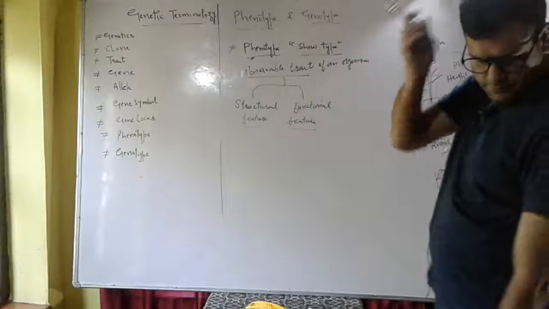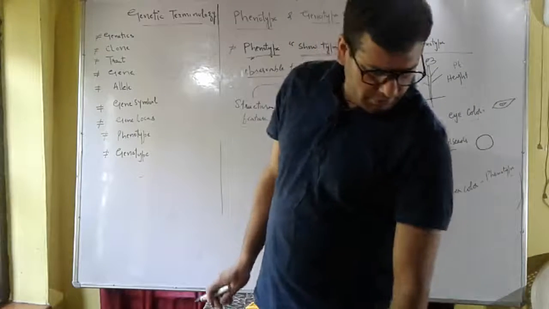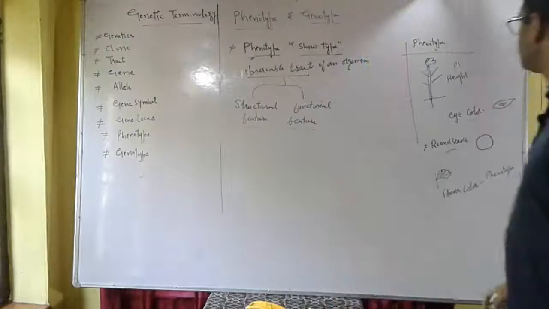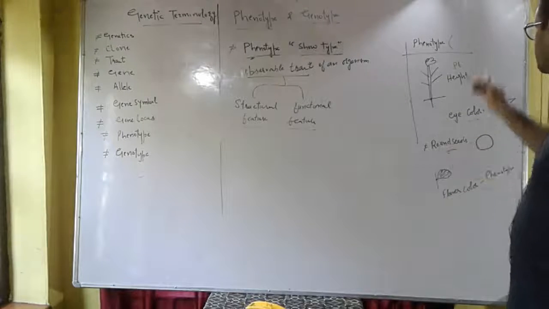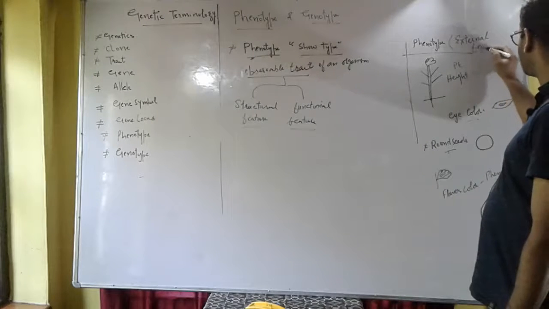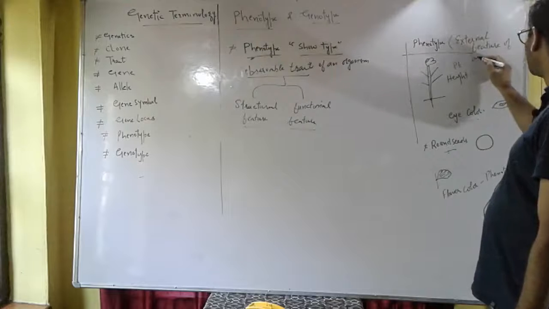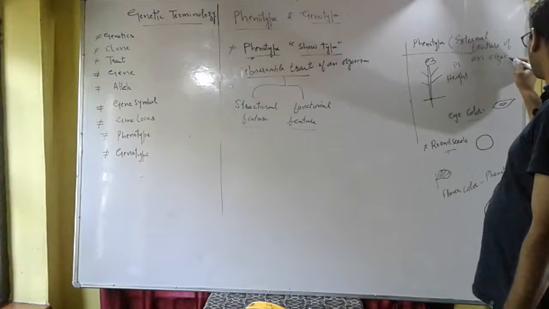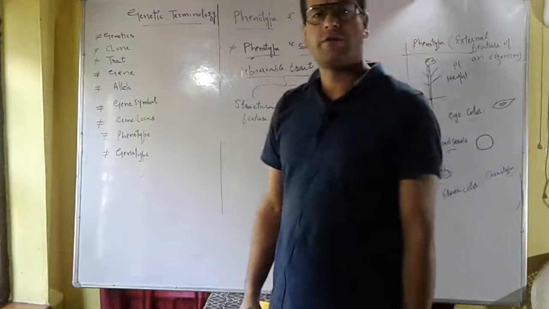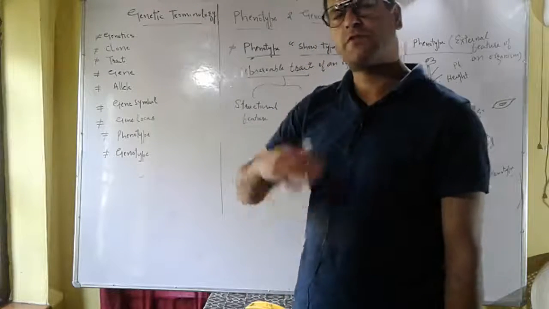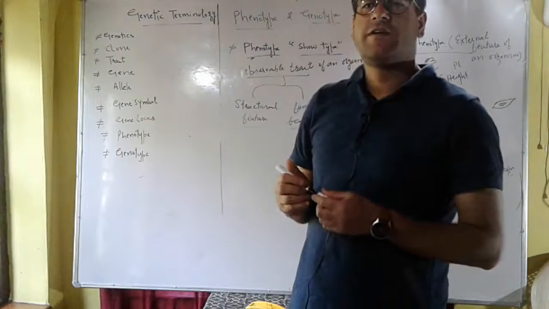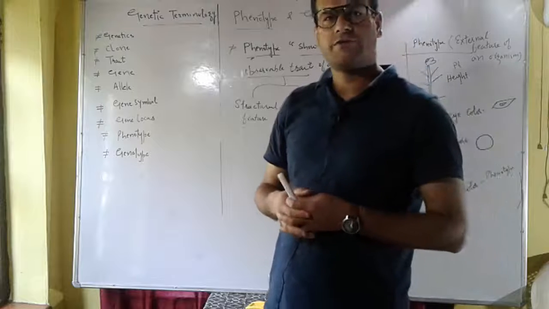So what do you mean by phenotype? It is simply called the external feature of an organism. Phenotype is the observable trait of an organism. It can be a structural feature or a functional feature of an organism. Or simply, in a nutshell, the external character, external feature of an organism is known as phenotype.